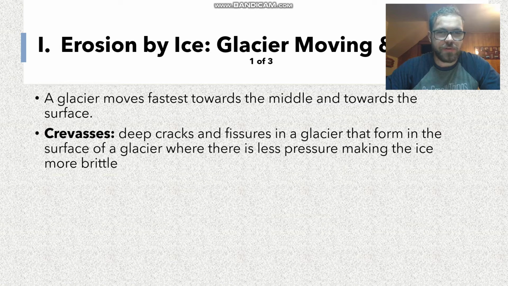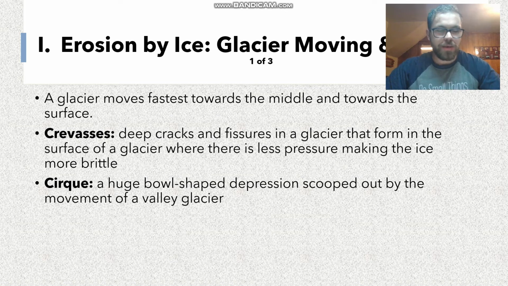It's a deep crack or fissure in a glacier that forms in the surface of a glacier where there is less pressure, making the ice more brittle. So towards the surface, because there's not as much pressure there, it's not as bendy, you might say, and so it breaks a little quicker.